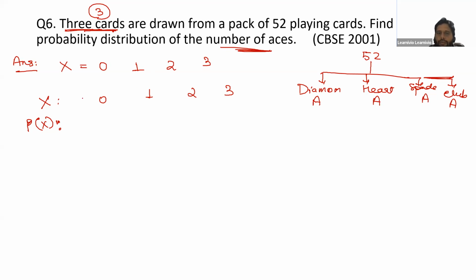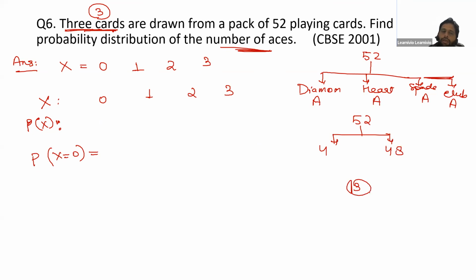Clear? Yes, sir. Okay, now we need to calculate their probability. First we will calculate P(X = 0). So Abdul, please tell me what is meant by X equal to 0? It means there is no ace. In 52 cards we have 4 ace cards and 48 remaining cards. We are drawing 3 cards, and you should not get any ace. So these 3 cards you will draw from the 48. So this will be 48C3 by total 52C3. Is it clear, Abdul?